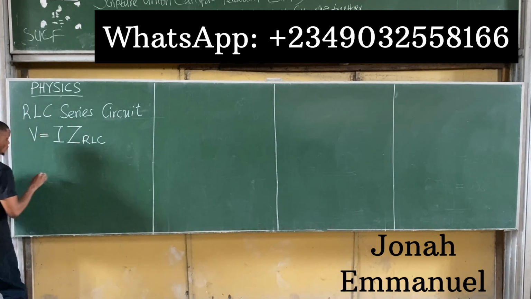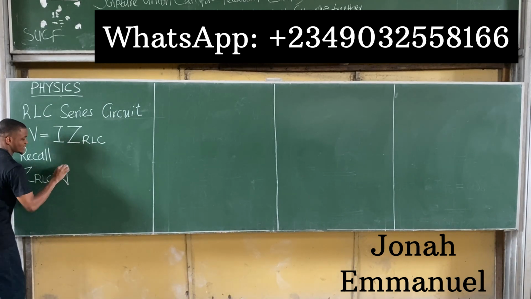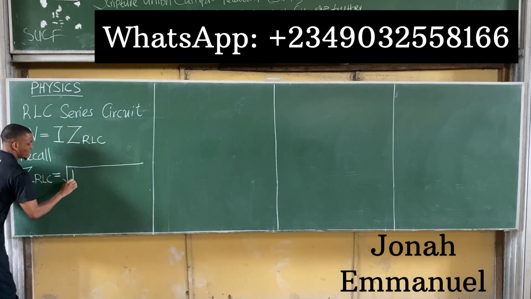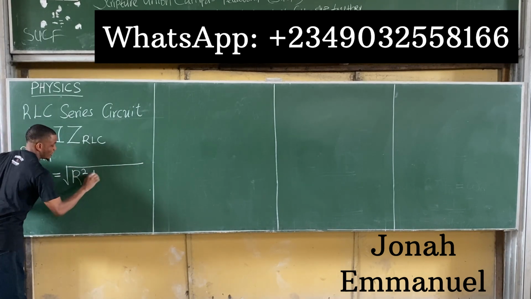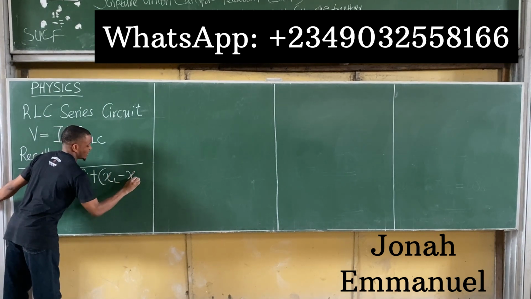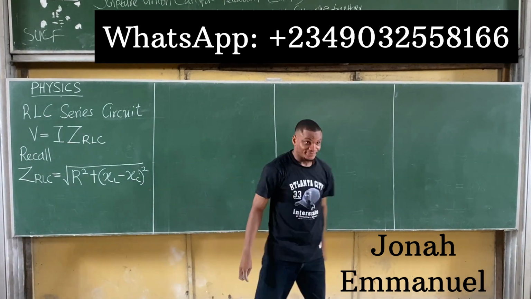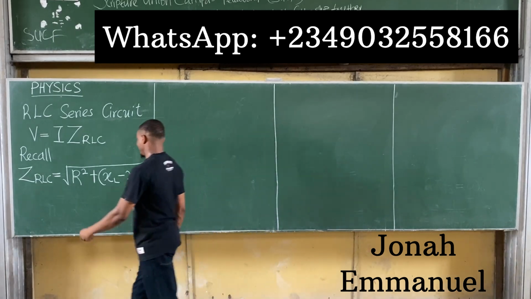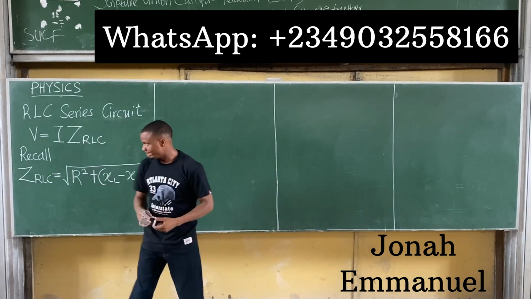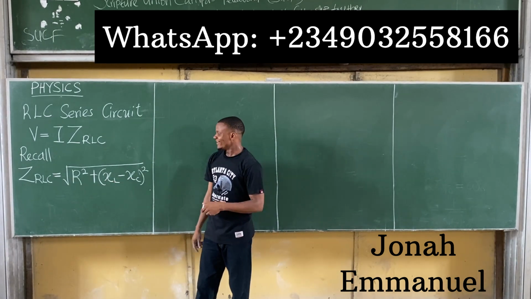Now, if this is true, also recall that in our previous class, we got the formula for Z RLC as equal to the square root of R squared plus XL minus XC, all squared. All right, R squared.